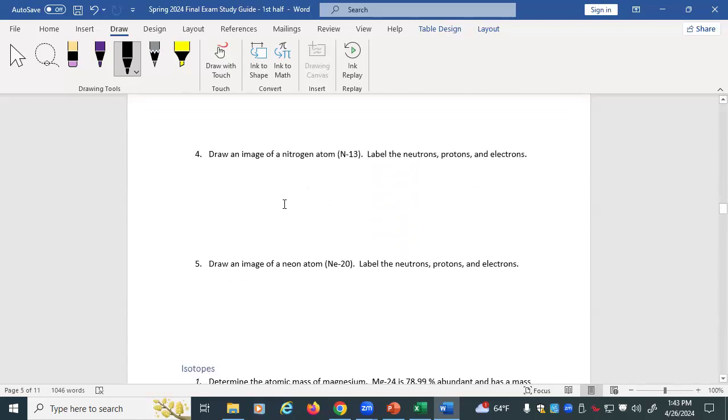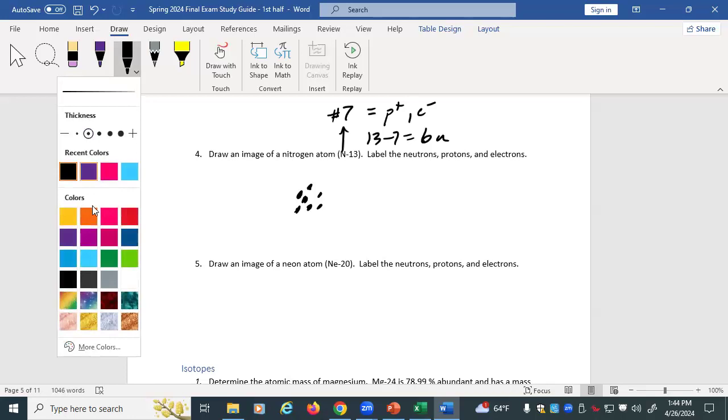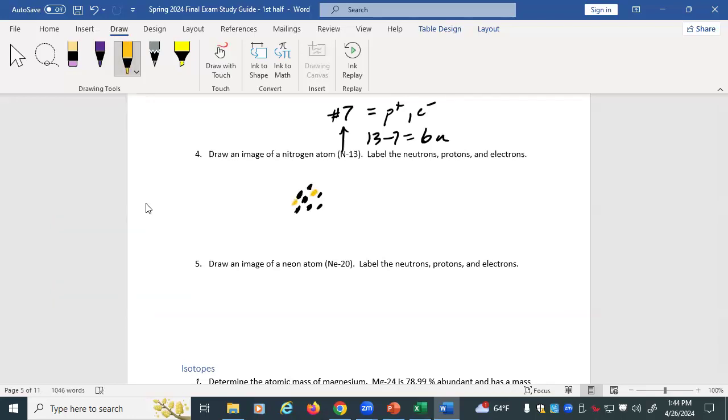For these kinds of questions, basically it's the same exercise. It's just asking you to draw a picture to go along with it. So if I'm looking at nitrogen-13, I should be able to look at nitrogen and go, okay, nitrogen's number 7. So there are 7 protons and 7 electrons. 13 minus 7 is 6. So there are 6 neutrons. And then I just need to draw a nucleus. So in my nucleus, I've got 1, 2, 3, 4, 5, 6, 7 protons. And 1, 2, 3, 4, 5, 6 neutrons.